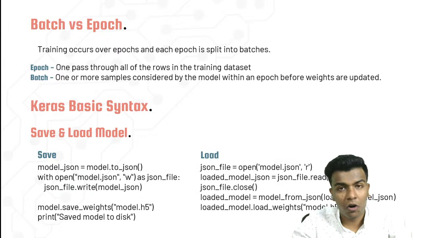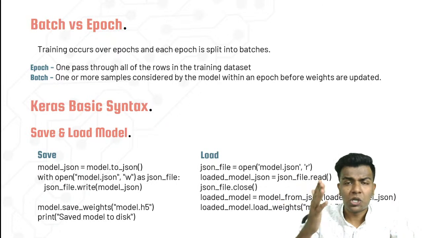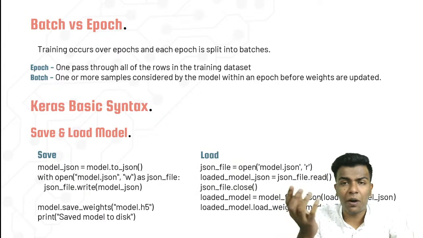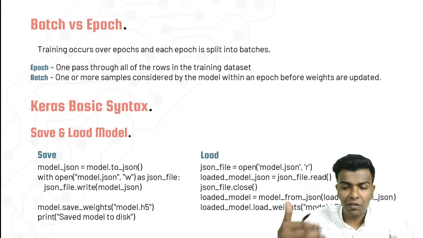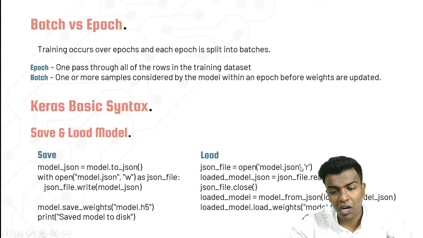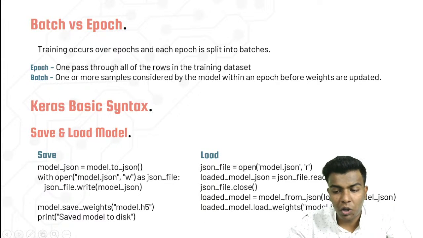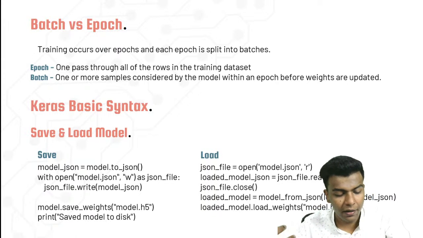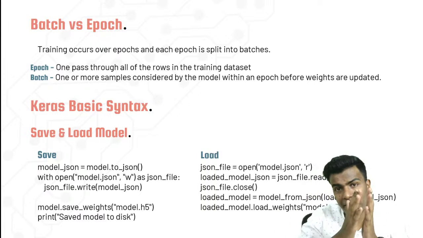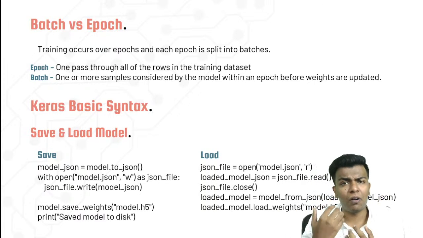Then loading the model. Once the training is completed and the model is saved in your local directory, we have to load that model for our recognition part: training and then testing. On the testing part we need to load that model. With the syntax open of model.json with 'r', here 'w' means writing, so 'r' means reading, reading the JSON file. json_file.read means we are going to read it, and we have to close the JSON file which we opened in the first line. Then we load the model and its weights, saving them in a variable so that we can use that model for further applications.